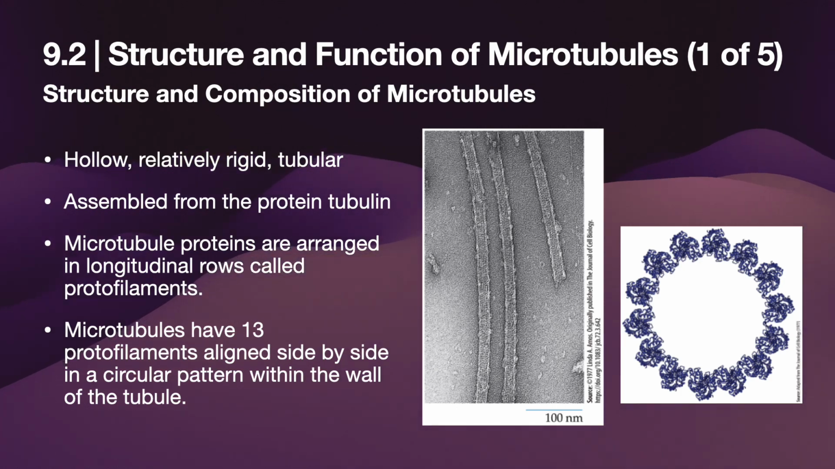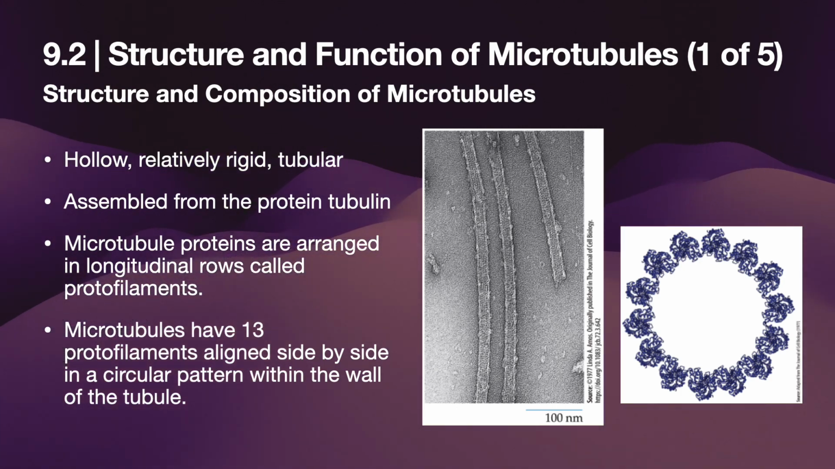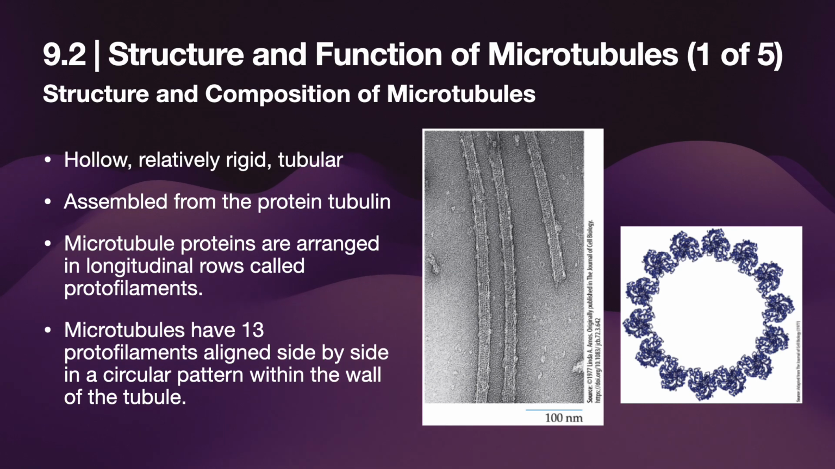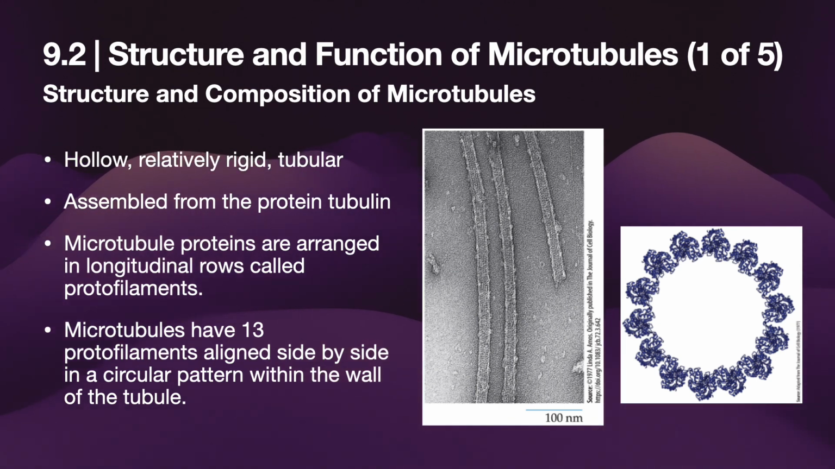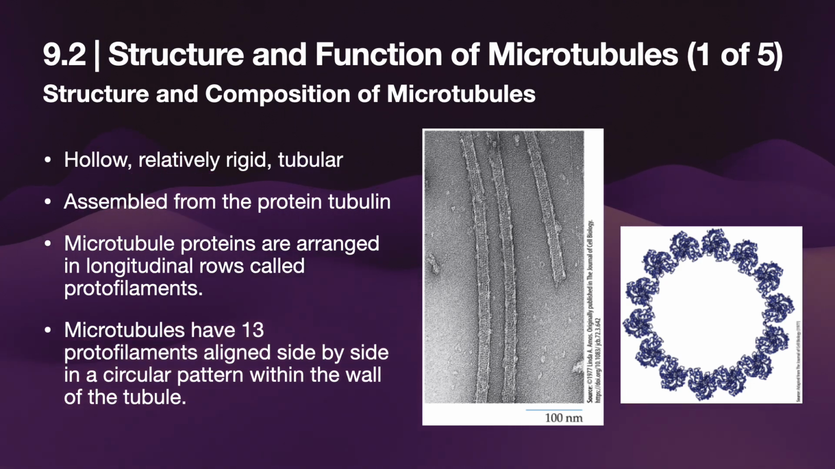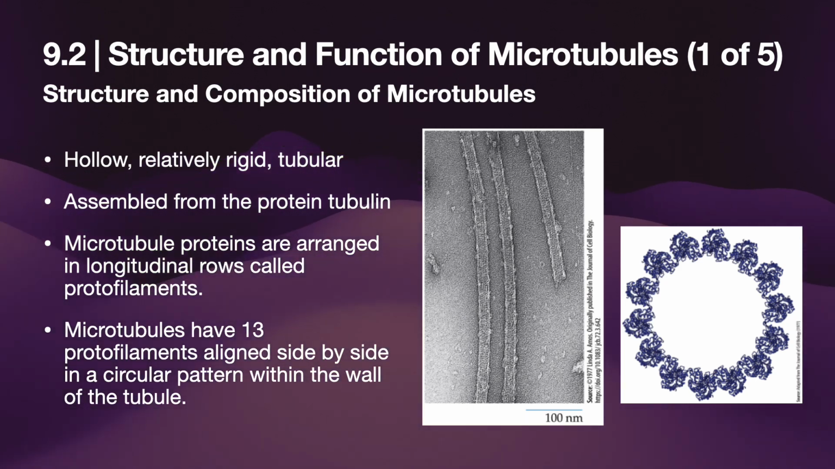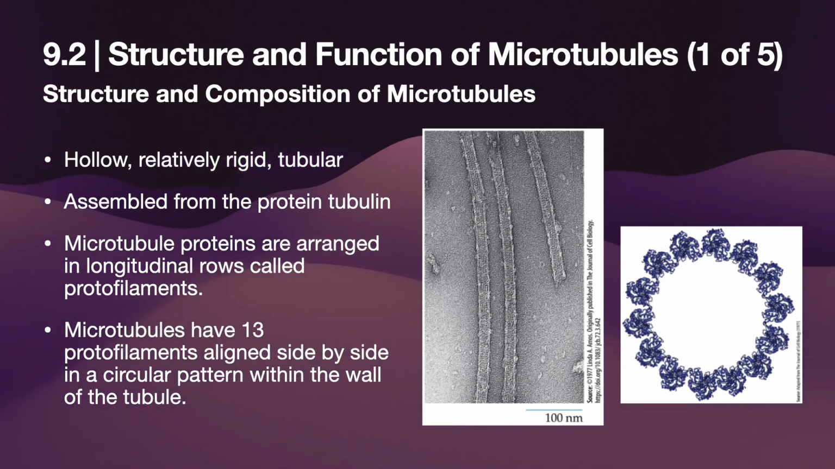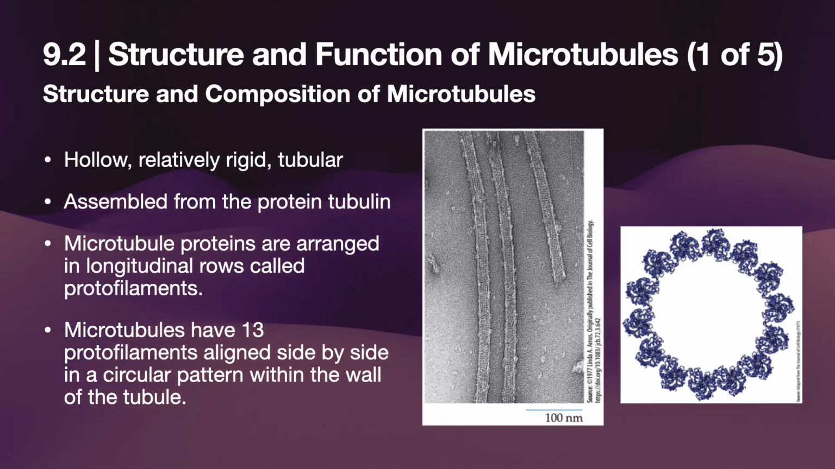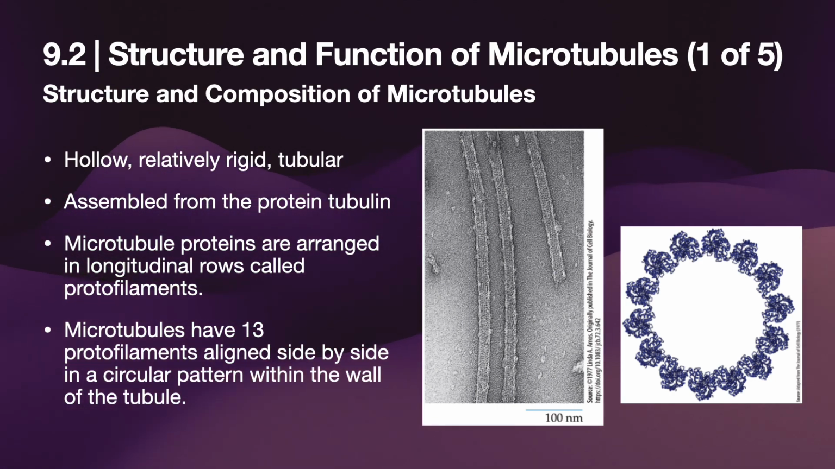What is the structure and the composition of your microtubules? It is hollow, relatively rigid and tubular, and they are made from the protein tubulin. These proteins are arranged in longitudinal arrays called protofilaments. They have 13 protofilaments aligned side by side in a circular pattern within the wall of the tubule, and you can see the image and figures on your right.